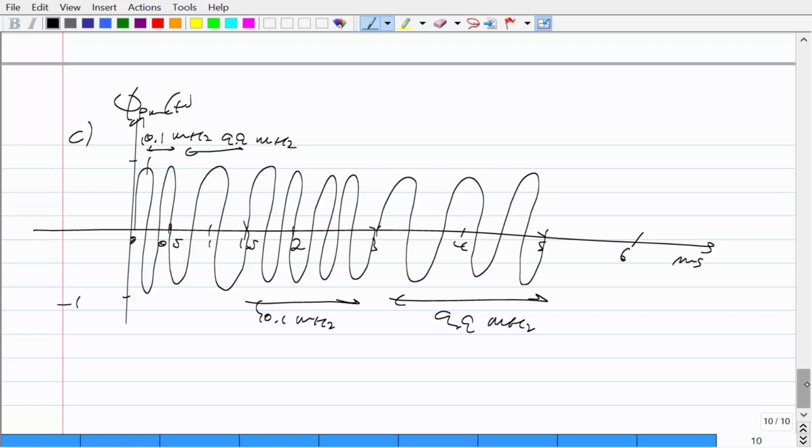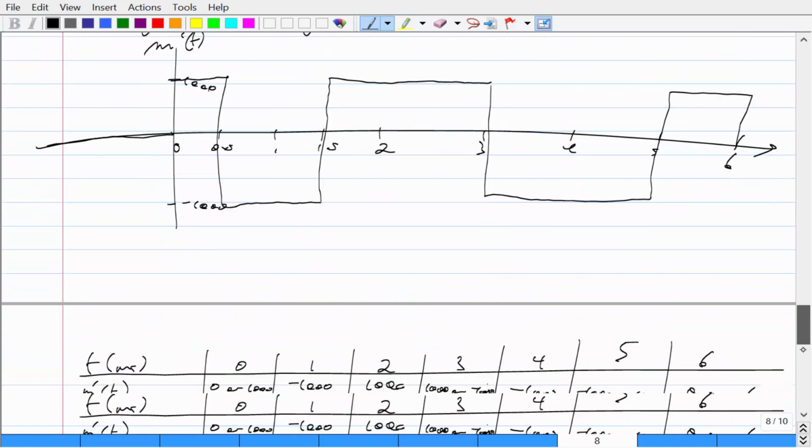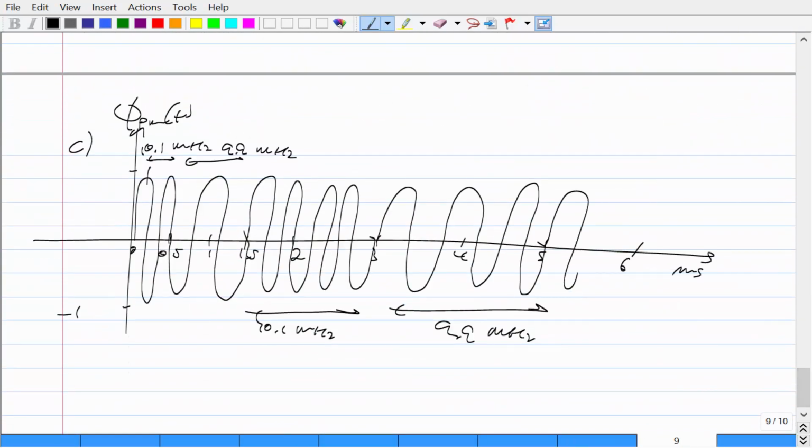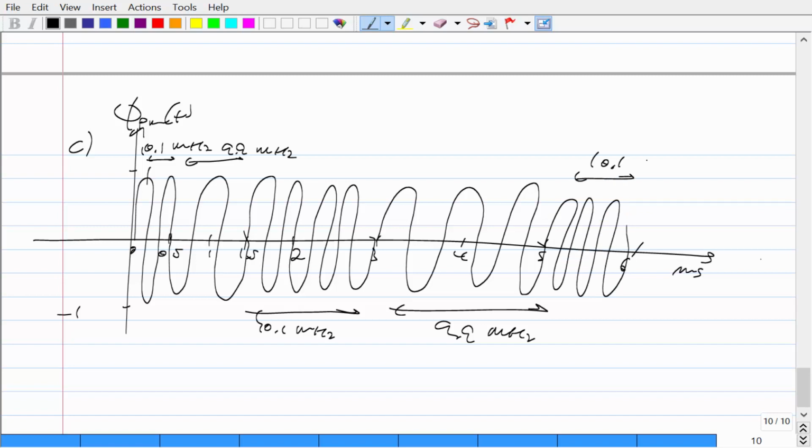And then finally, between 5 and 6, it goes back to 10.1. So it gets faster again, like that, I guess. Actually, that's a little bad, so let me just redraw it like that. Okay? 10.1. That's it.